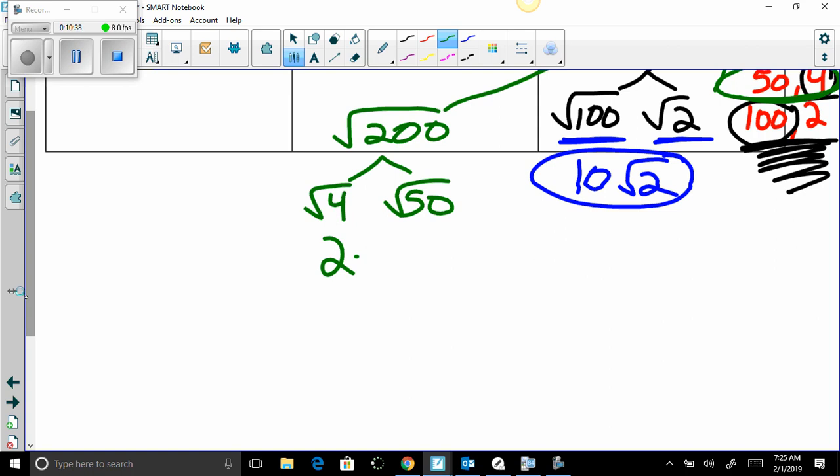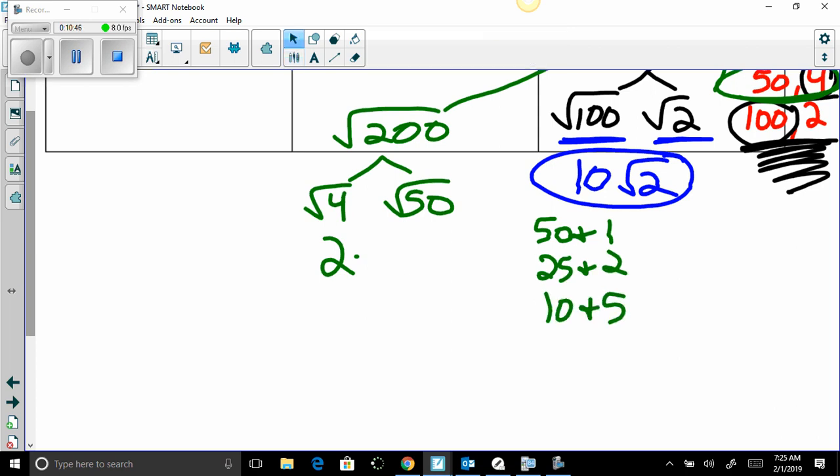And it can. Think of the multiples of 50. 50 and 1, 25 and 2, 10 and 5. Which one of those has a perfect square? And it's that one right here. So in this situation, I would just have to make sure I break down 50 further, which is fine. I'm going to get the same answer. I'm just going to have to do a little more work.